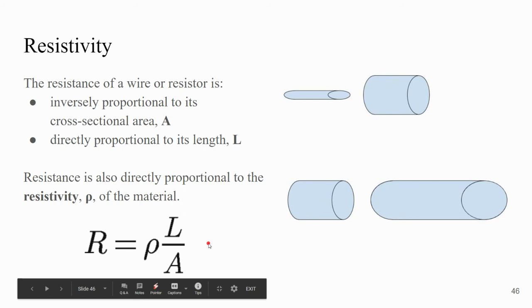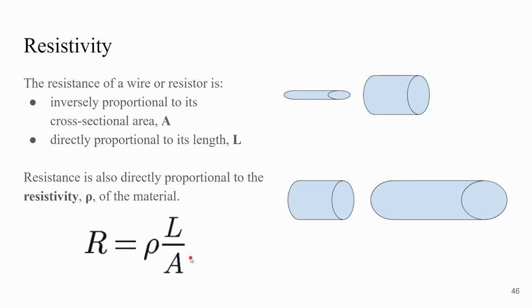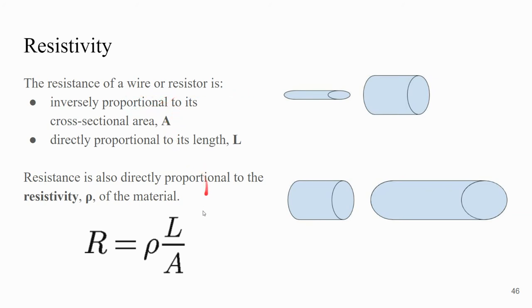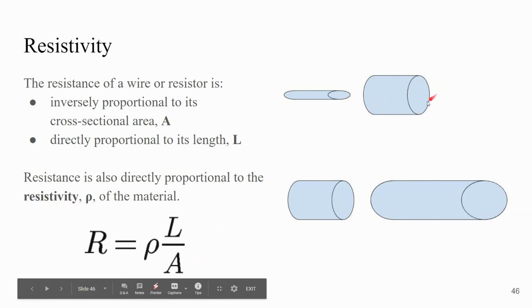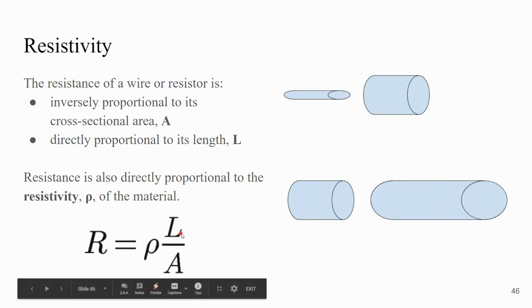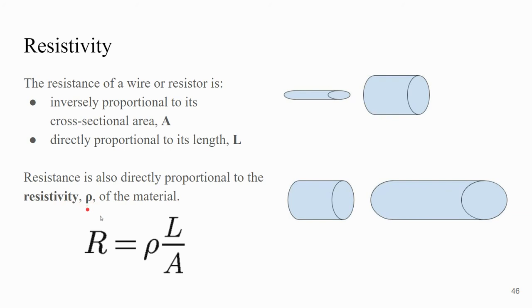So here is your formula relating resistance, R, to resistivity, this Greek letter rho, to the length of your wire and to the cross-sectional area of the wire. I say wire, but it could be a resistor too. So the resistance of a wire or resistor is inversely proportional to its cross-sectional area. That means when A gets big, when you've got a big wide pipe or a big wide resistor, the resistance goes down. It is directly proportional to its length L. So when the thing is long, like the long pipe here, your resistance goes up. And the thing that relates them is this quantity, rho, resistivity.